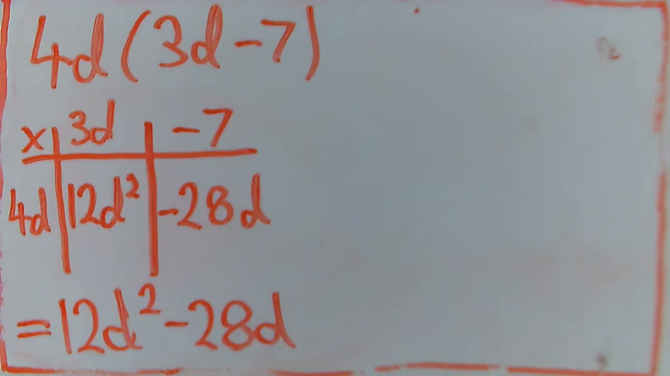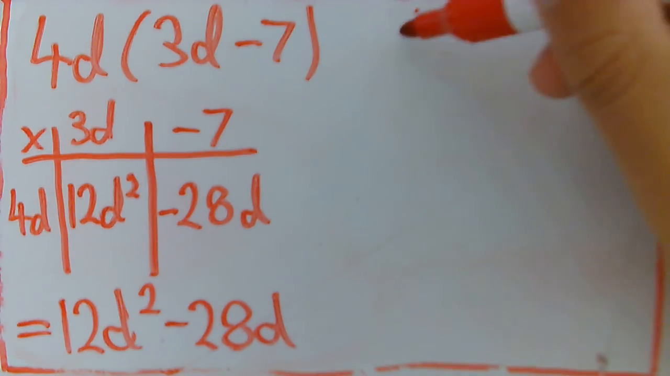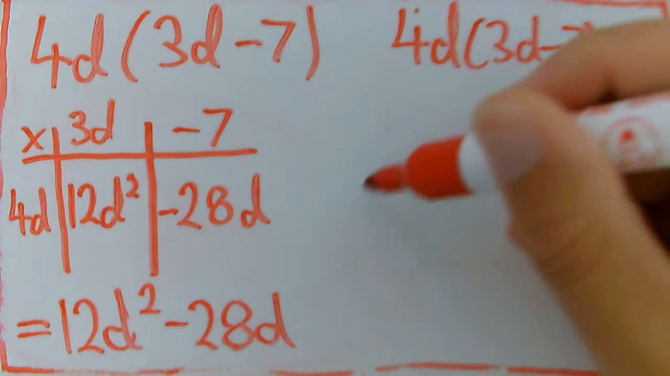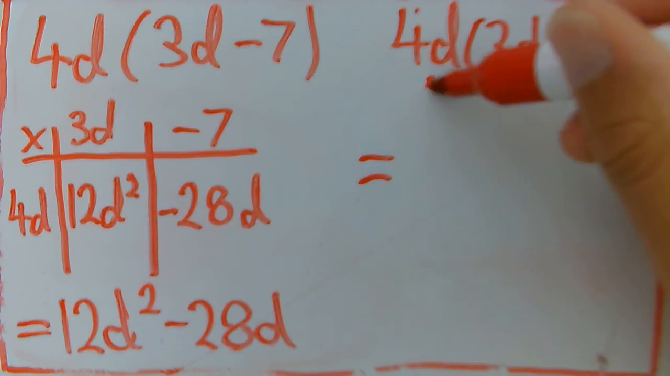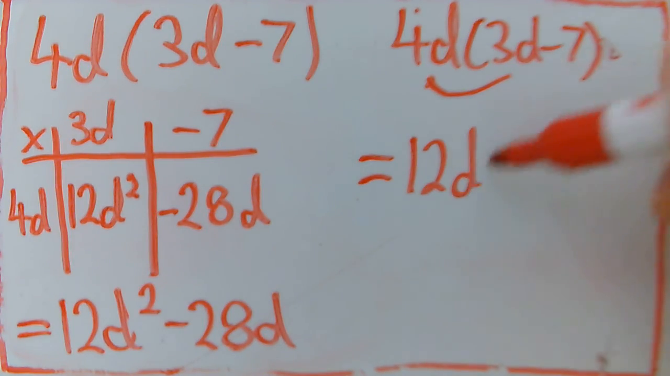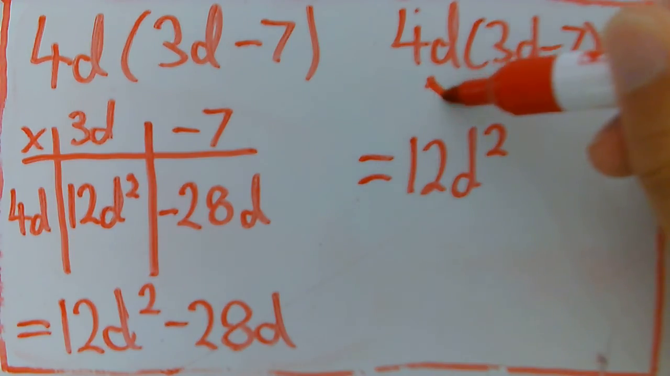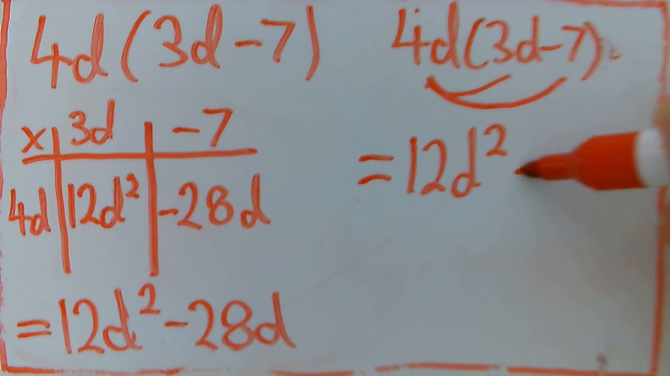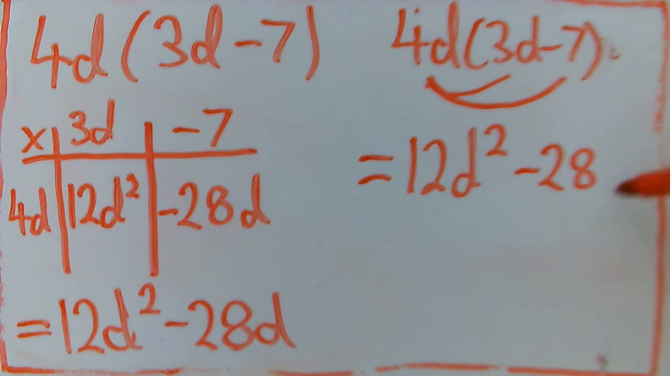And again, we could check it using our other method. So 4d, 3d minus 7. Let's connect up the 4d and 3d. 4 times 3 gives us 12. d times d gives us d squared. And 4d times minus 7, or 4 times minus 7 gives us minus 28. And we have this d to go on the end. So again, we get the same answer both times, 12d squared minus 28d.